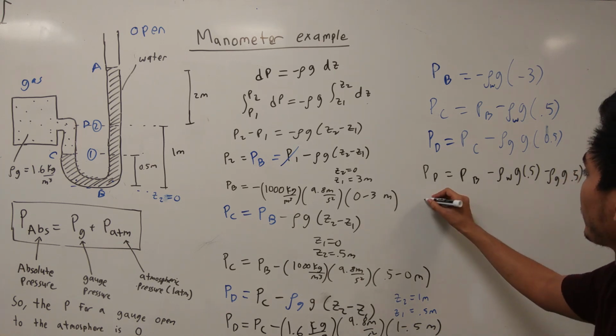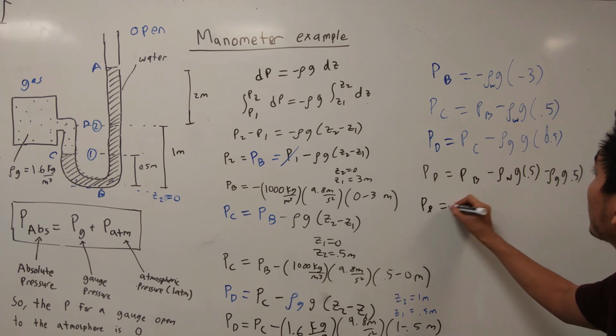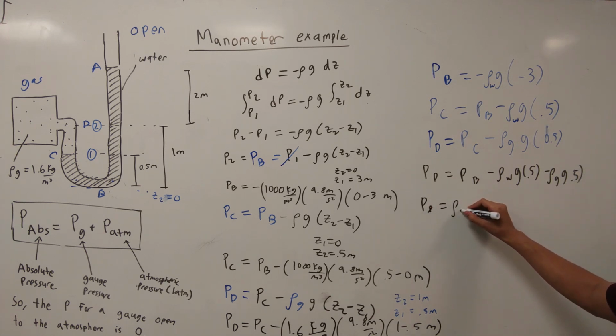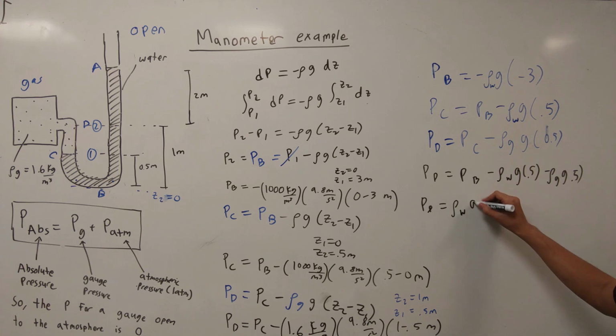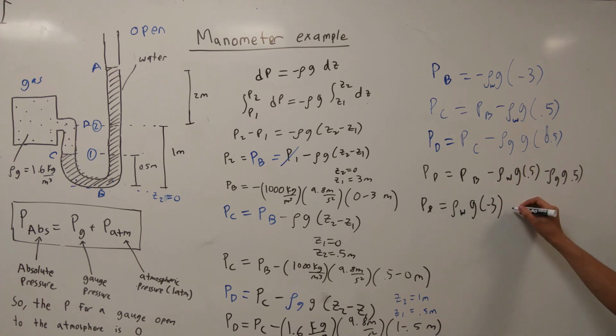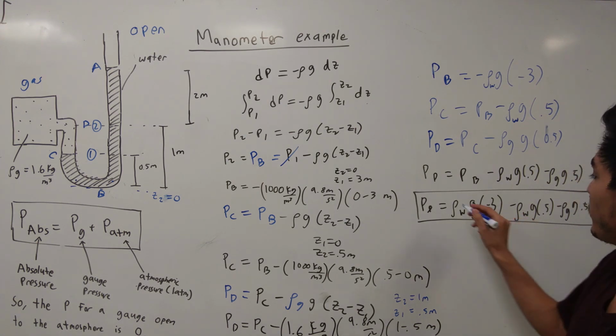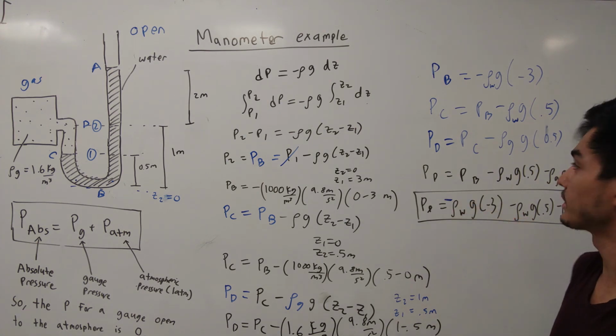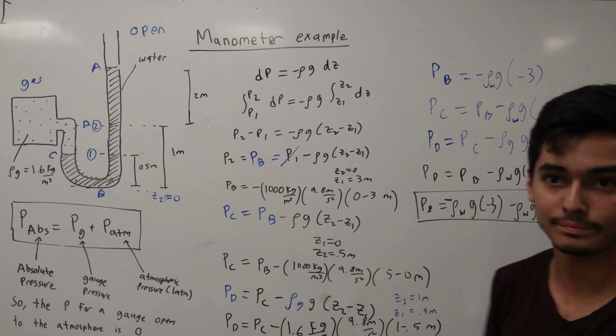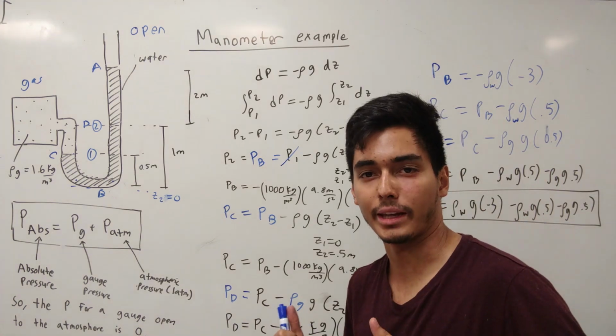And then I can plug PB into that guy. PB is going to be rho of the water times G times negative 3. That's PB minus rho of the water times G times 0.5 minus rho of the gas times G times 0.5. This should also be our answer. Quick note on a little typo. I forgot to add a negative right here because of this negative. Okay, now let's try Matlab.